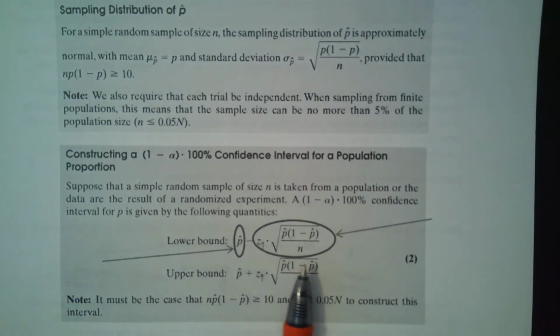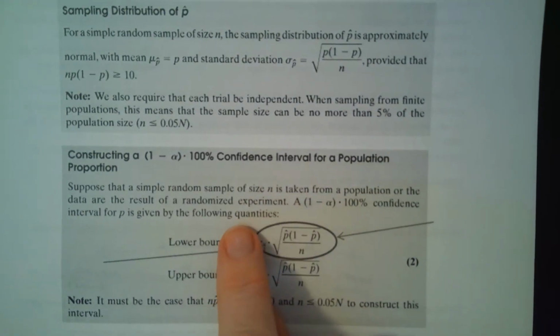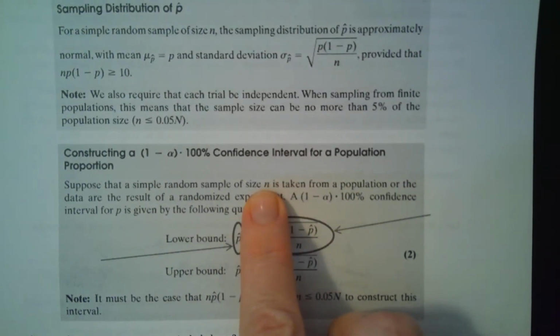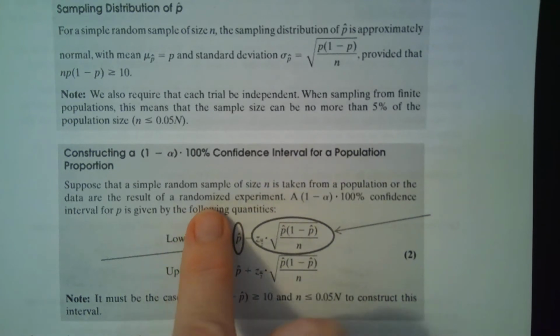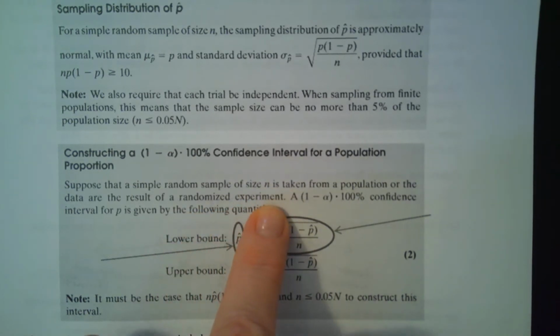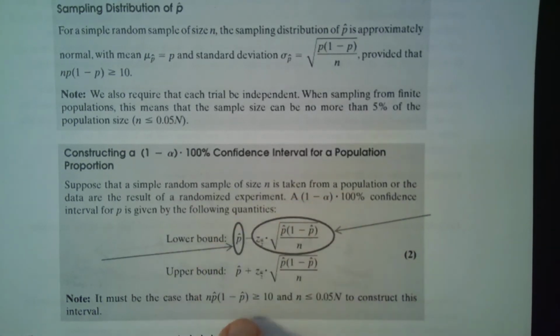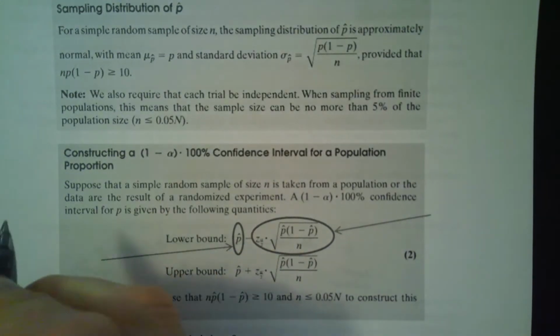So this is how you find the upper and the lower bounds. When doing this by hand, suppose that you're taking your data from a sample of size n, and the data is the result of a randomized experiment. A confidence interval, 1 minus alpha. So if alpha is 5%, you're willing to make an error, we're looking for a 95% confidence interval, is given by the following quantities. So p hat is your point estimate.